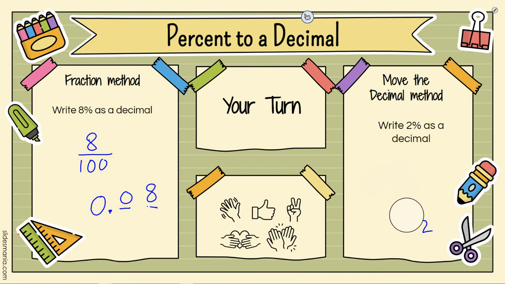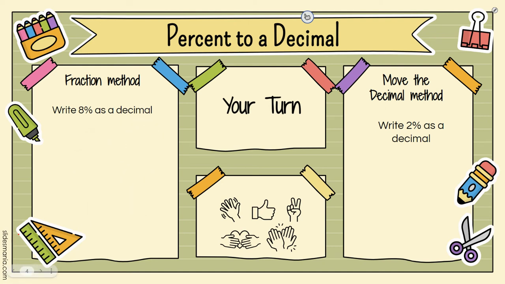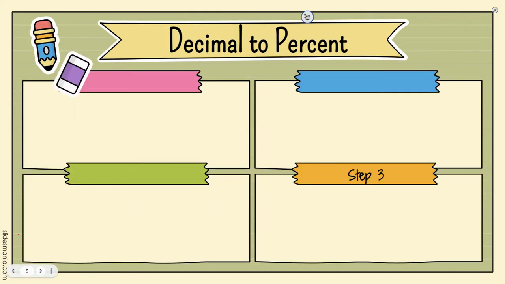All right, we've got percent to a decimal. Now we need to go the other way. Now we need to go decimal to a percent. Now the good news is it's the exact same thing you just learned, but backwards. So really, it's not anything new here. It's just going the other direction. There are 2 methods. We're going to go over the first one, which is the fraction method.